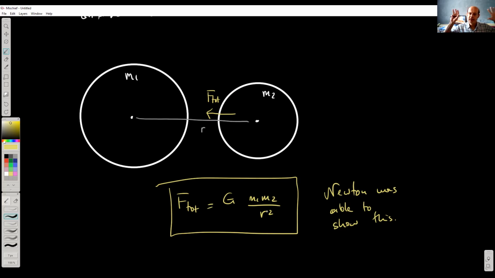So for spherical distributions, this is basically true. And because of the symmetry, of course, this force also has the same direction. And because of Newton's third law, the force applied on the other object is going to be the same, with the same magnitude.